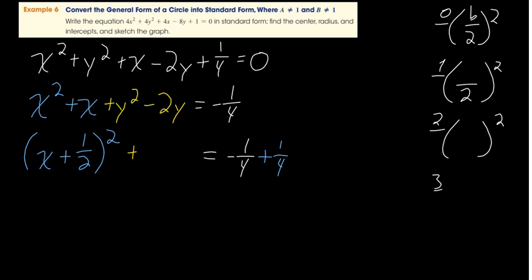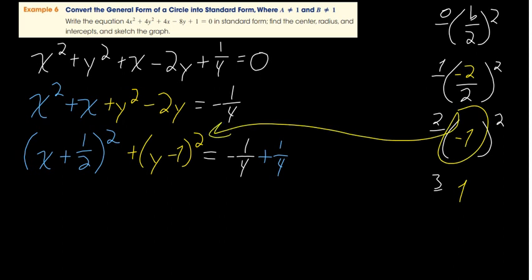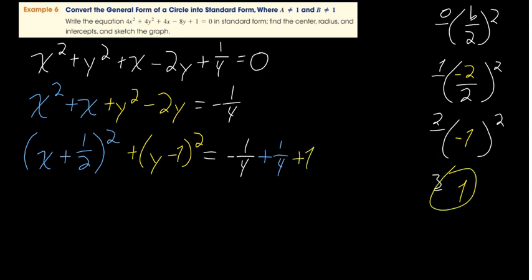So the value of my b is -2. So -2 divided by 2 is -1. -1 squared is 1. So again, I'm going to jump straight to the factored form, being y minus 1 quantity squared. Okay, again, that's coming from step 2. And then I'm going to go ahead and add 1 to the right side, which is coming from step 3.